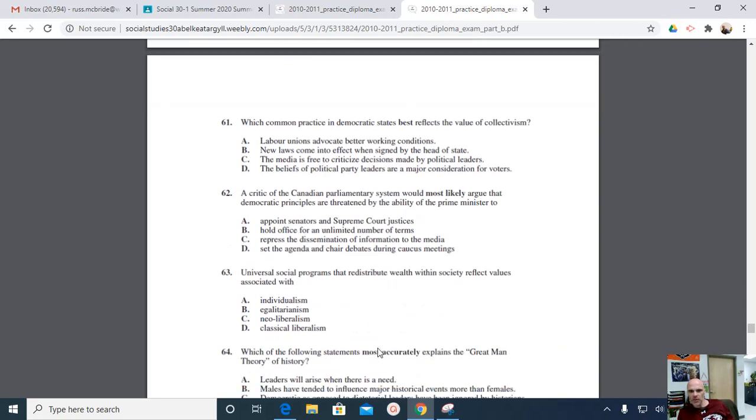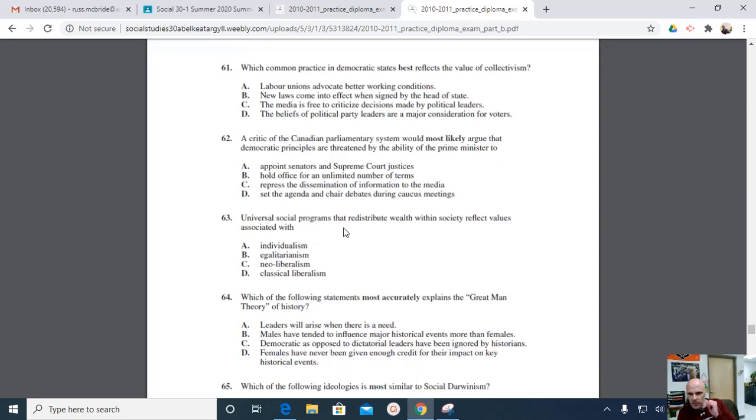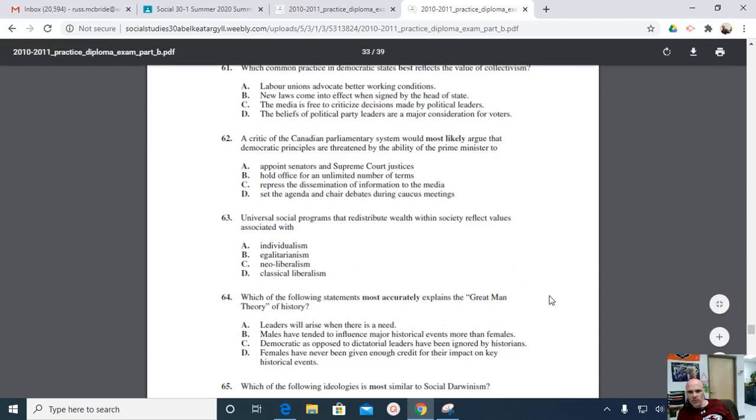That's more political. Universal social programs that redistribute wealth within society reflect values of not individualism, not neo-libs over here, or classic libs. We have a 3-1 split. Classic liberalism's on the right, neoliberalism's on the right, individualism's on the right, egalitarianism's on the left. What is egalitarianism? Redistributing wealth, right? Trying to get everybody to be more equal.